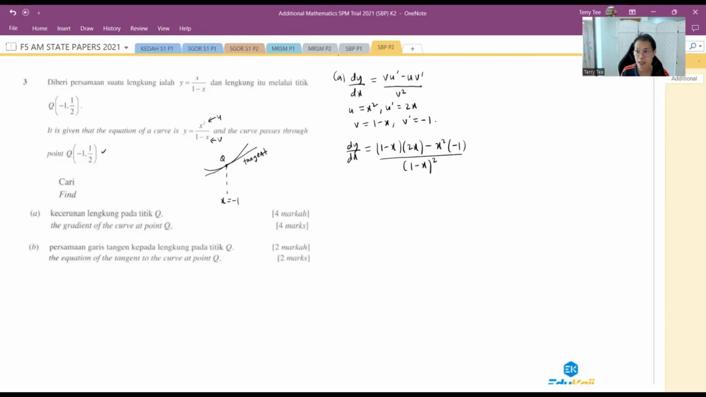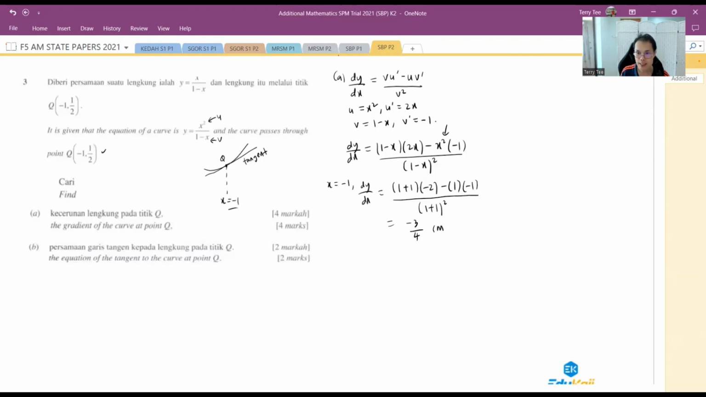Now, for this question, you don't have to simplify. Some people expand, simplify, and substitute. You don't have to, because we want to find the gradient when x is -1. So we can immediately substitute -1 inside. 1 minus -1, I'm going to write +1. 2 times -1, I'm going to write -2. -1 squared, I write 1. And this is 1 minus -1, 1 plus 1. So you have 2 times -2, which is -4. -4 plus 1 gives us -3. Your denominator is 2 squared, which is 4. So -3/4.